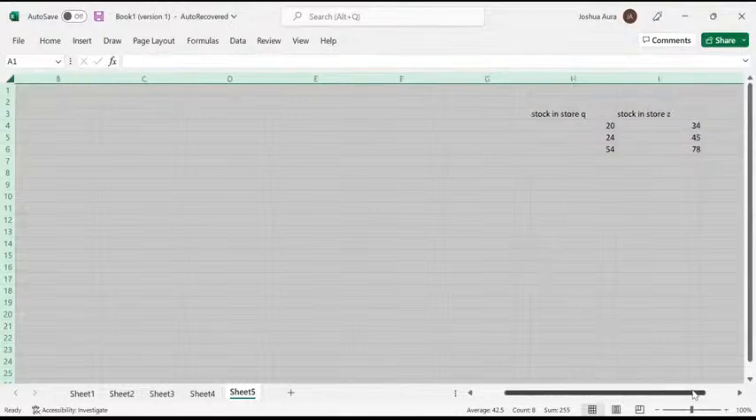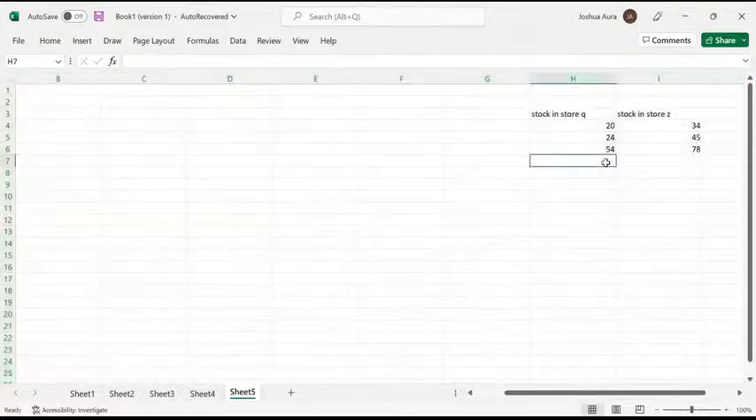Very important. The other thing that I would want you guys to master from today as we progress with this, assuming now you've got these stocks in your stores, and you would want to get the total there. What do you do to get the total there? There are very many ways you could use.